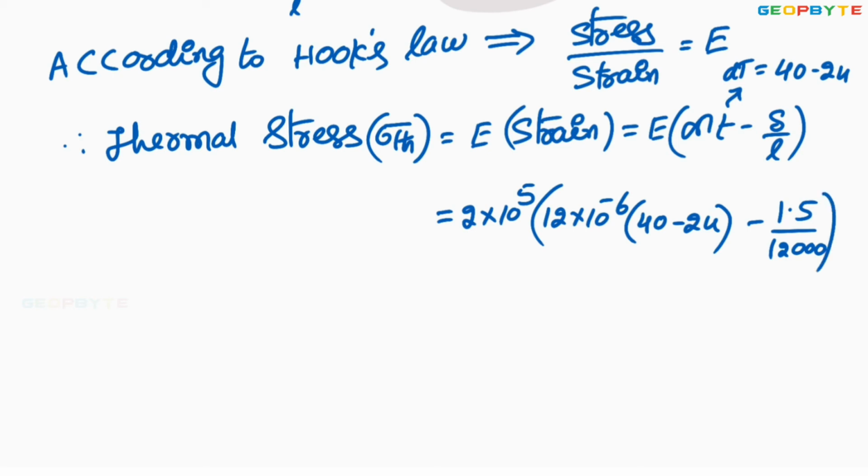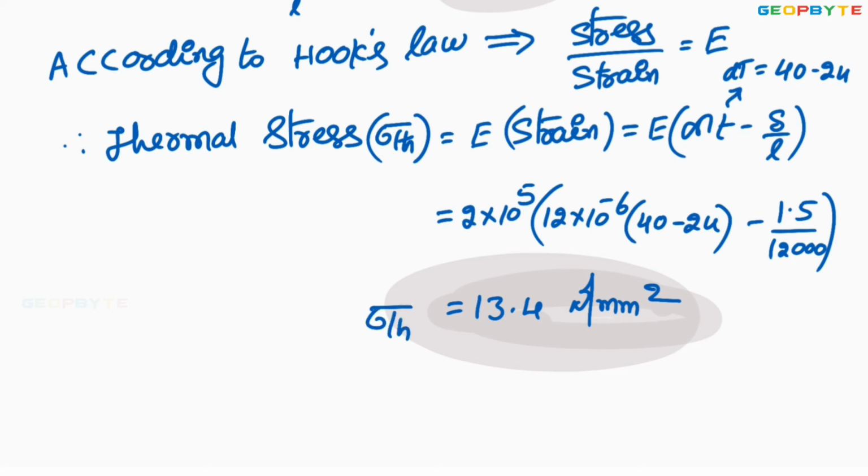You simplify this value for getting the thermal stress developed in the body. The thermal stress I got with my calculator is 13.4 Newton per millimeter square. So the thermal stresses which are developed due to temperature increase is 13.4 Newton per mm square.